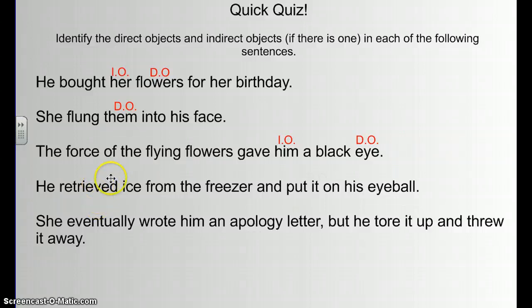Two verbs in this sentence. In both cases, you only have direct objects though, because ice is being retrieved and it is being put on his eyeball. And then the last sentence: she eventually wrote him an apology letter, but he tore it up and threw it away. Two verbs in this sentence, actually three verbs in this sentence. Try to find which one is being done to something for or to somebody else. Okay, so she wrote the letter to him. The letter is my DO, him is my indirect object. But he tore it, that is a direct object, up, and threw it, also a direct object, away.